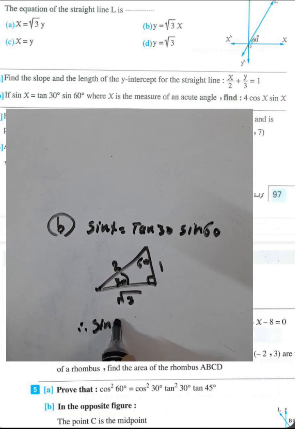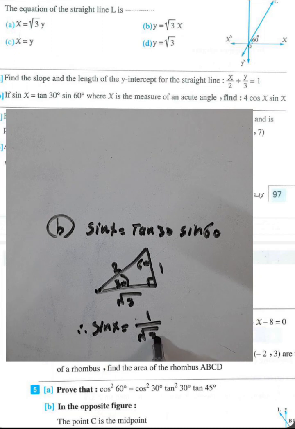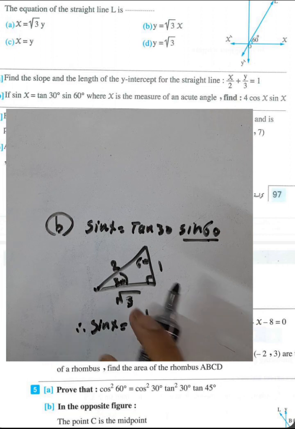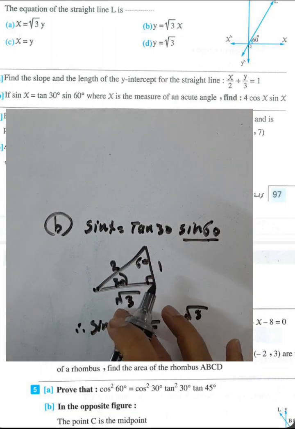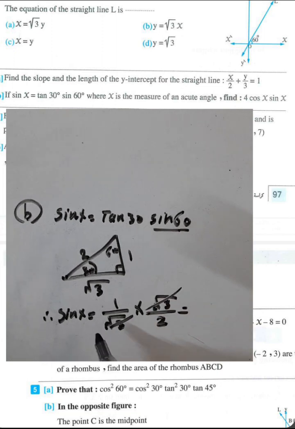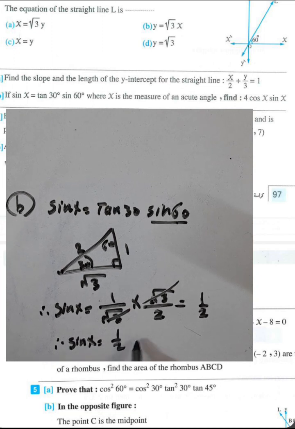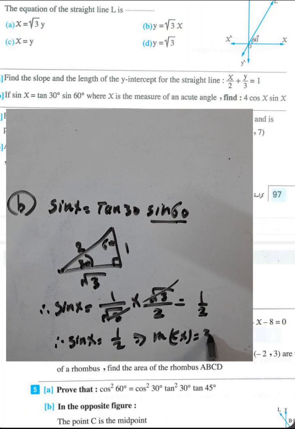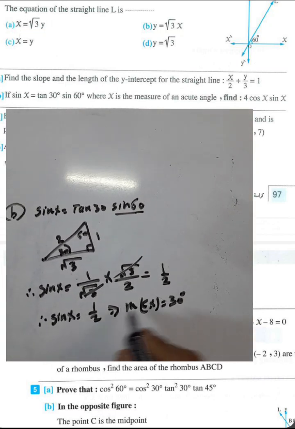Then sin x equals tan 30, which is opposite over adjacent, 1 over root 3, times sin 60, opposite here root 3 over hypotenuse. And then you can cancel root 3 by root 3 and the result will be 1 over 2. Then sin x will be half, meaning the measure of angle x will be 30 degrees. Okay, then the measure of angle x will be 30 degrees.